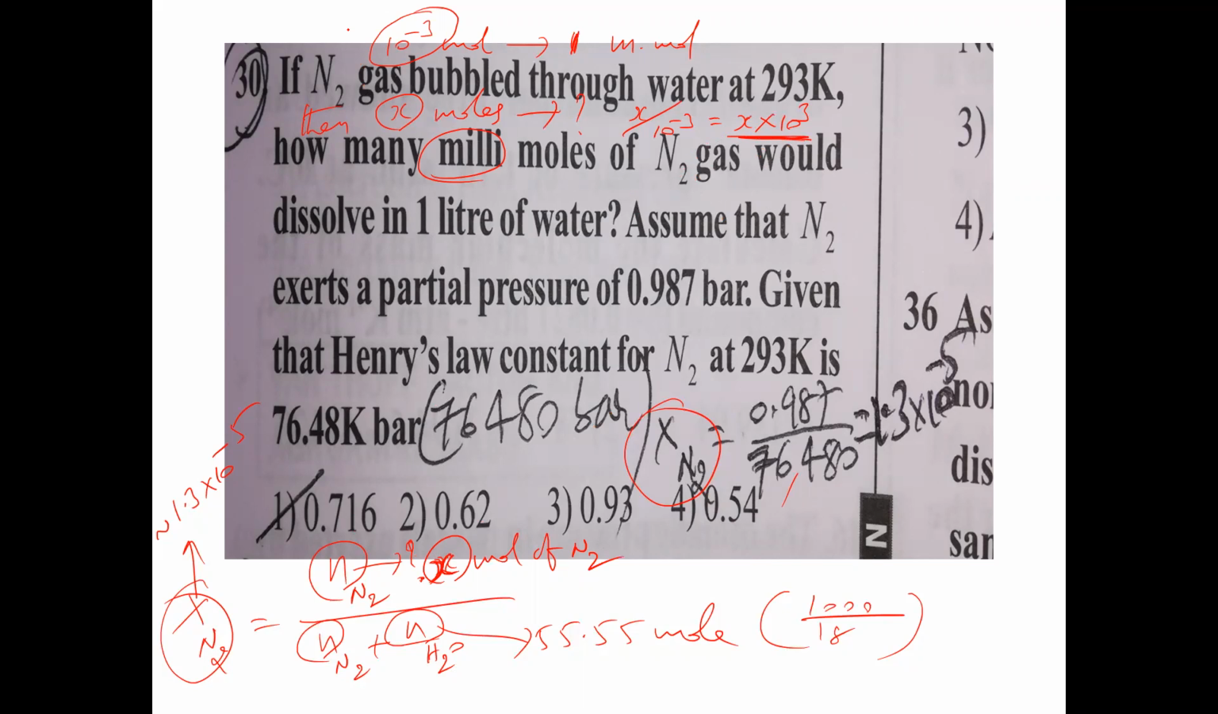Here we understand 10 power minus 3 moles equals 1 millimole. The next moles will be equal to how much? Cross multiplication: 1 into X by 10 power minus 3 means X into 10 power 3. X into 10 power 3 millimoles is the answer. Okay, so it's about the Henry's law concept.